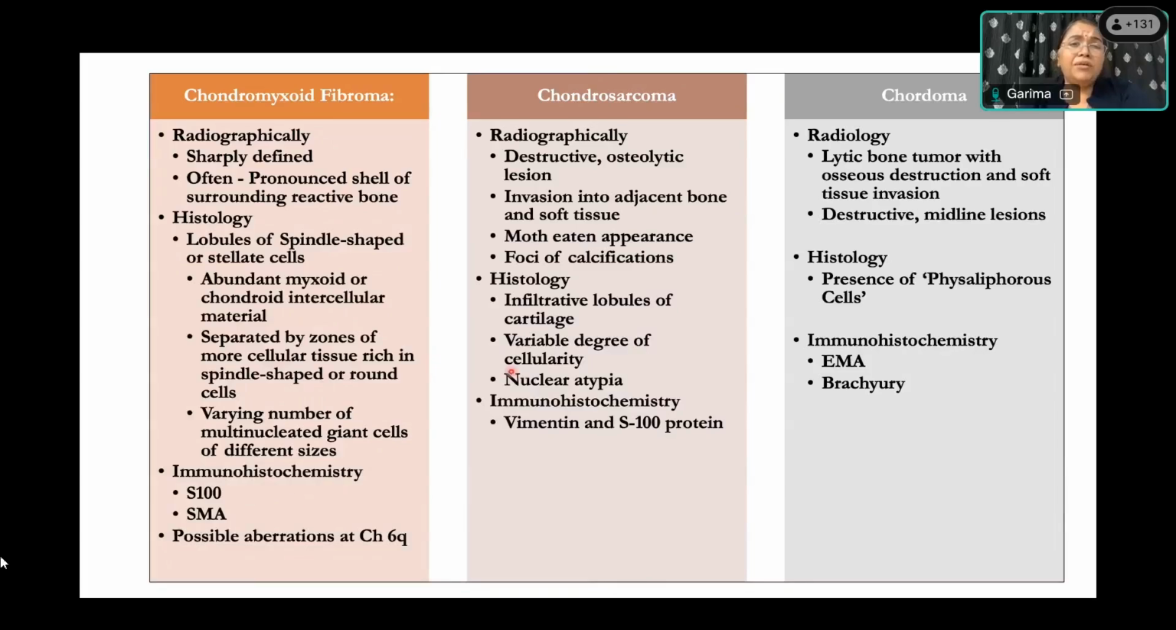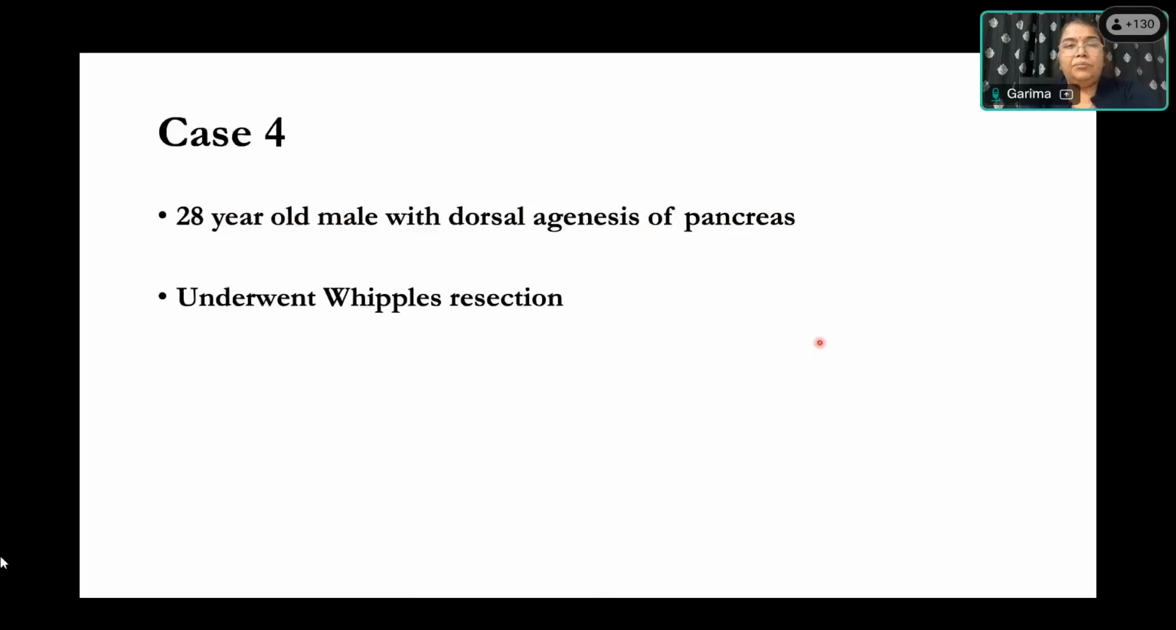Now, differentiation from chondrosarcoma was simpler for pathologists, but the radiologists and the clinician were thinking of chondrosarcoma because it was invading into the adjacent bone. But we did not find infiltrative lobules of cartilage or nuclear atypia. And chordoma, again, as you all mentioned, there wasn't any presence of physaliferous cells, so chordoma could be excluded. Now, moving on to the next case.